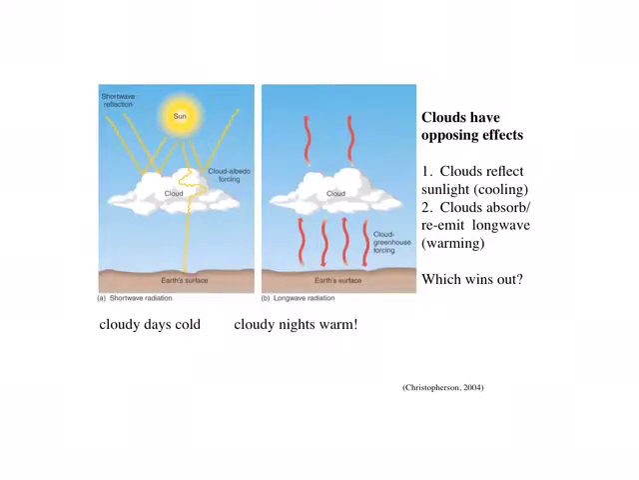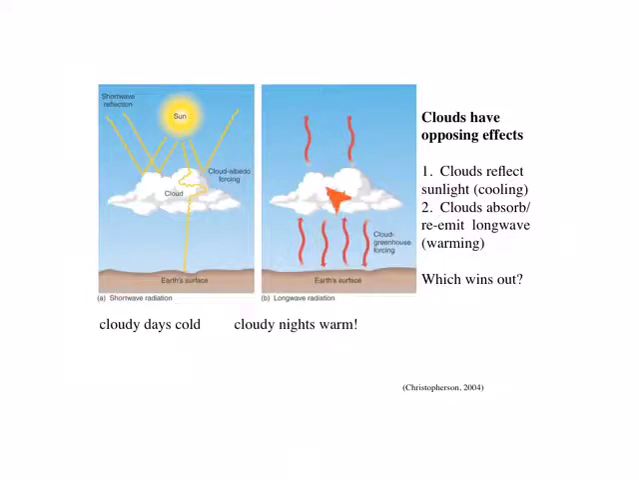So clouds are actually a really difficult thing to include in climate models because they have opposing effects on climate depending on what type of clouds form and what their density is and what their altitude is. The opposing effects that clouds have are that they reflect sunlight. So this is a cooling effect on climate. You might think of this as a negative effect on climate. Clouds also absorb and re-emit long-wave radiation, which is a warming effect.